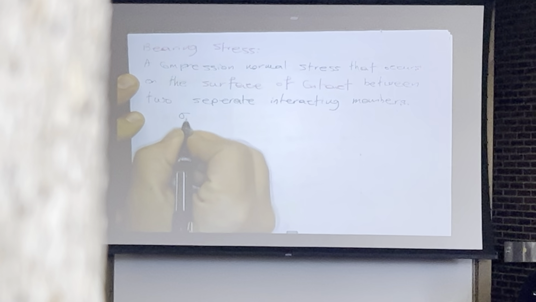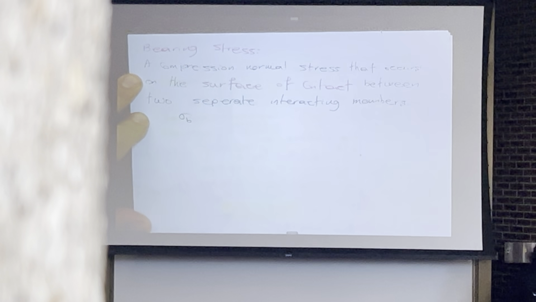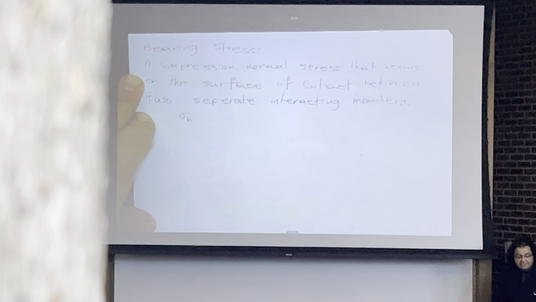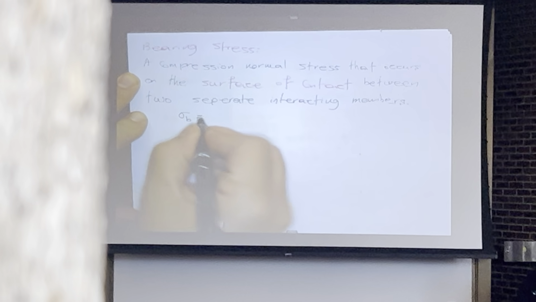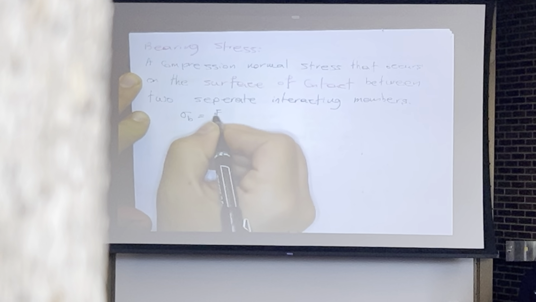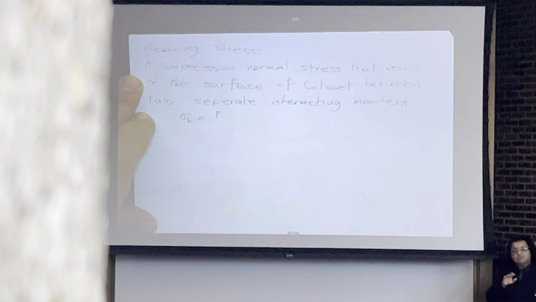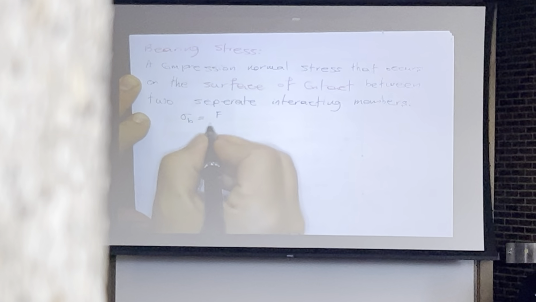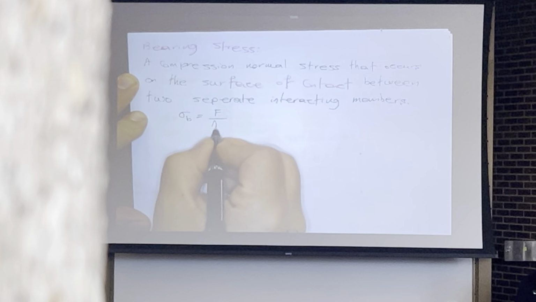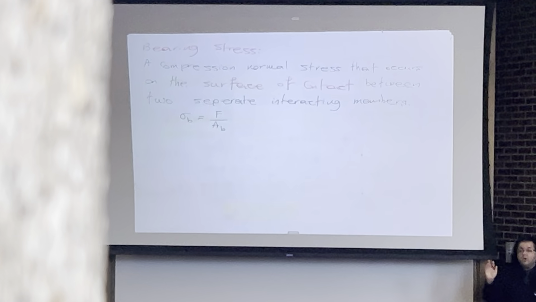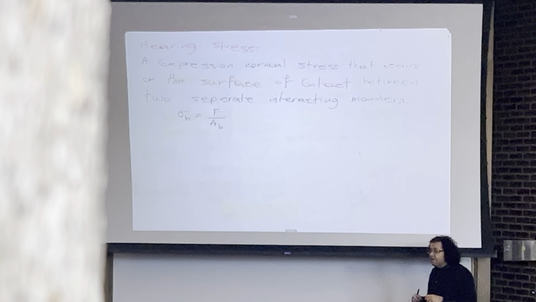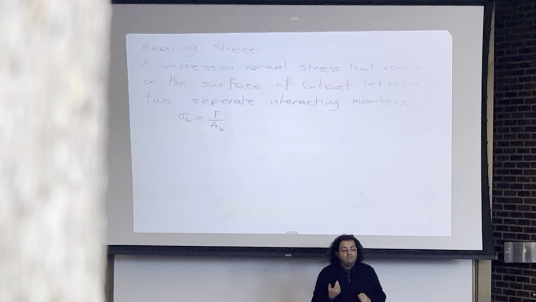We can show it with the letter sigma with the subscript b, so it's going to be sigma b, and it's going to be equal to the force, which is the vertical force or the normal force at the surface of contact, divided by what we call bearing area. Bearing area is the actual area of contact.